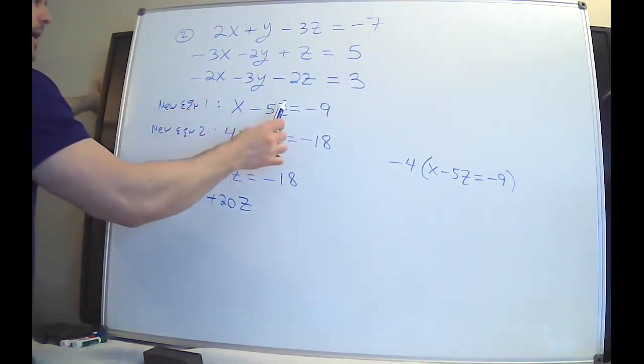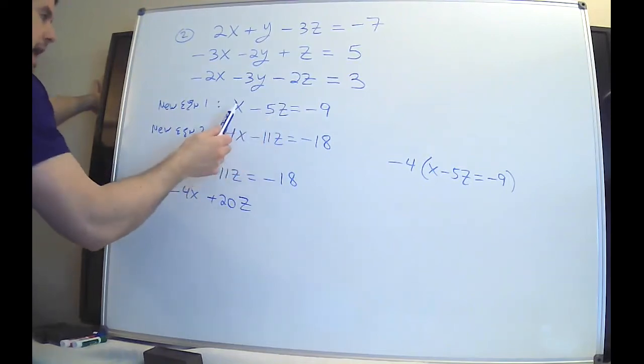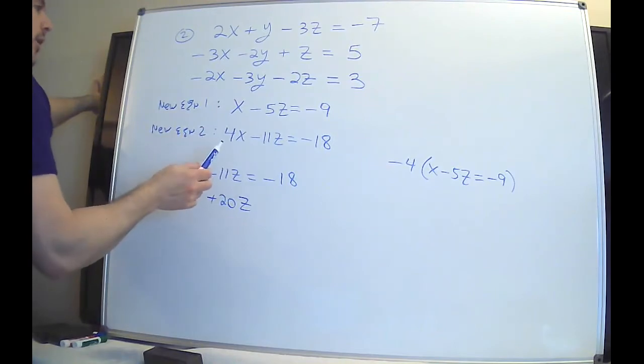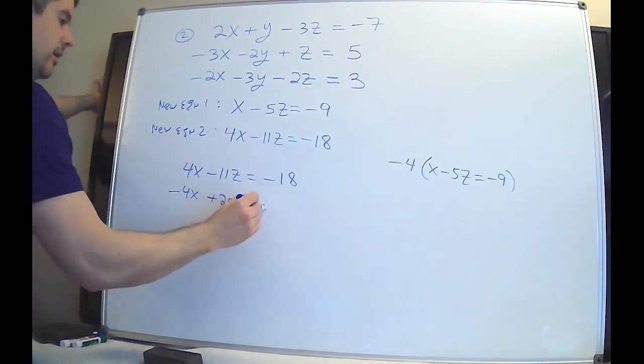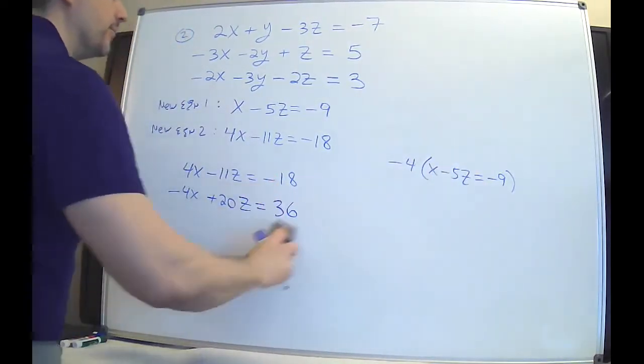All right, so times everything there by negative 4. You see how stupid I was? I wrote a y by accident. I mean, you can't have x and y and then x and z. That's not going to work. So now I fixed it. Sorry, so positive 20z equals negative 4 times negative 9, which is positive 36.